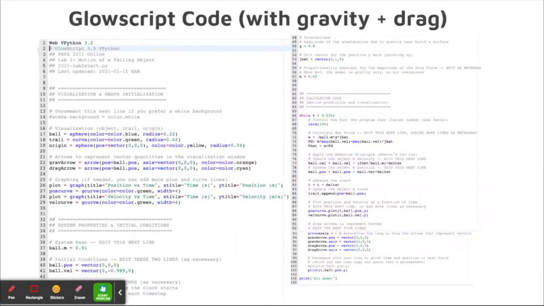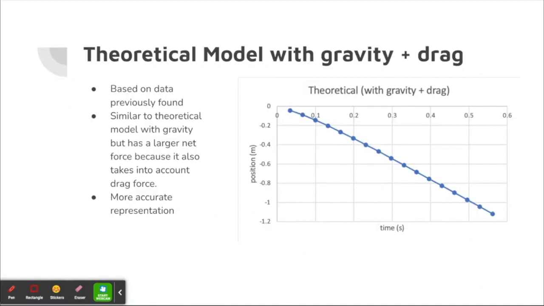This is the GlowScript code with both gravity and drag included. As you can see, b now includes the drag force, and F net takes into account gravity and drag. And this is the theoretical model with gravity and drag based on previously found data points. Similar to the theoretical model with gravity, but it has a larger net force because it also takes into account drag force. This is a more accurate representation.